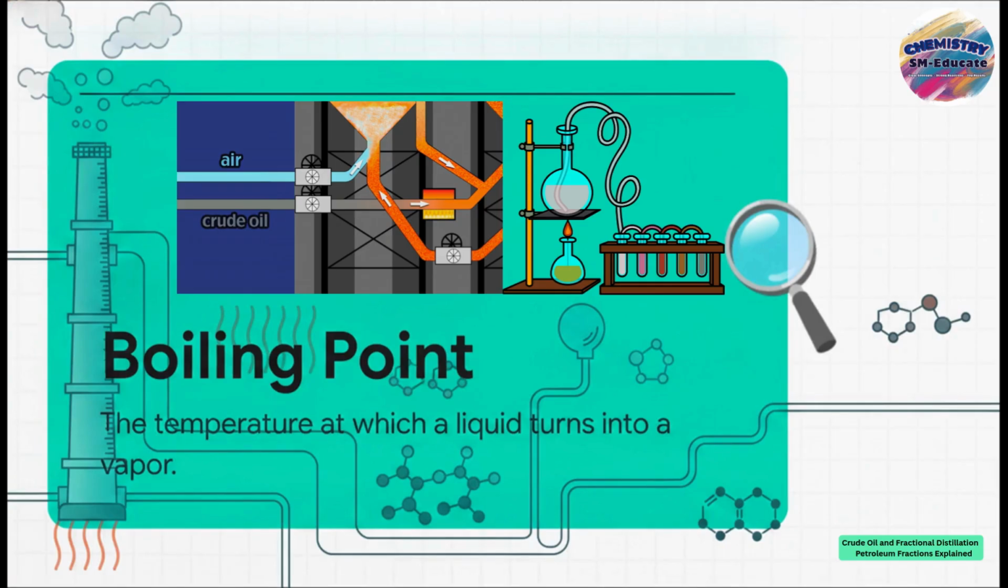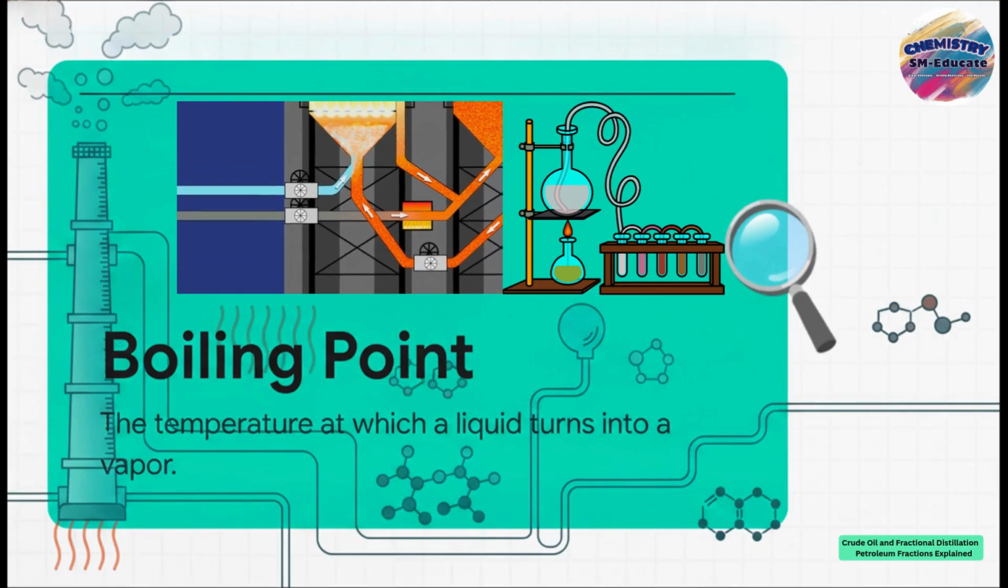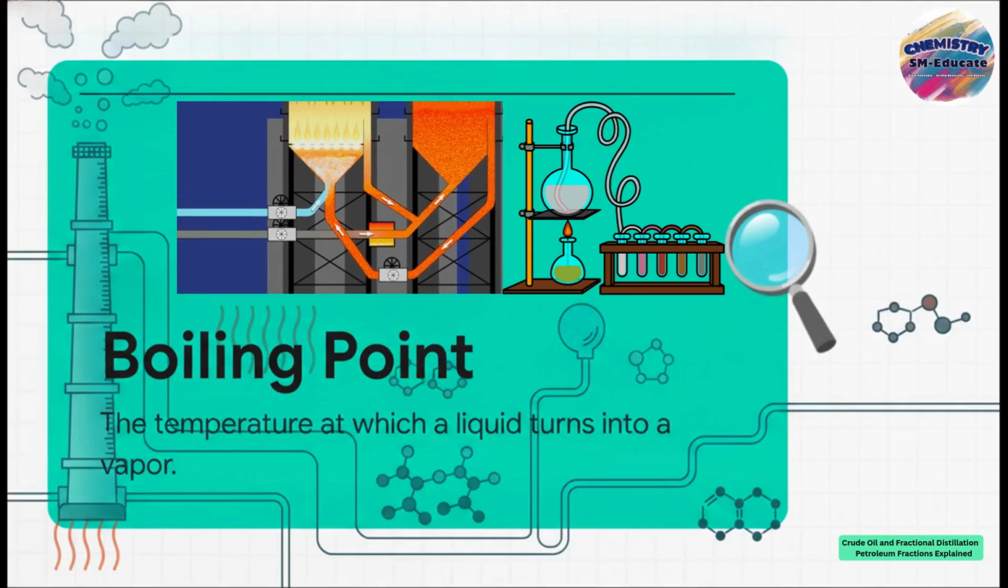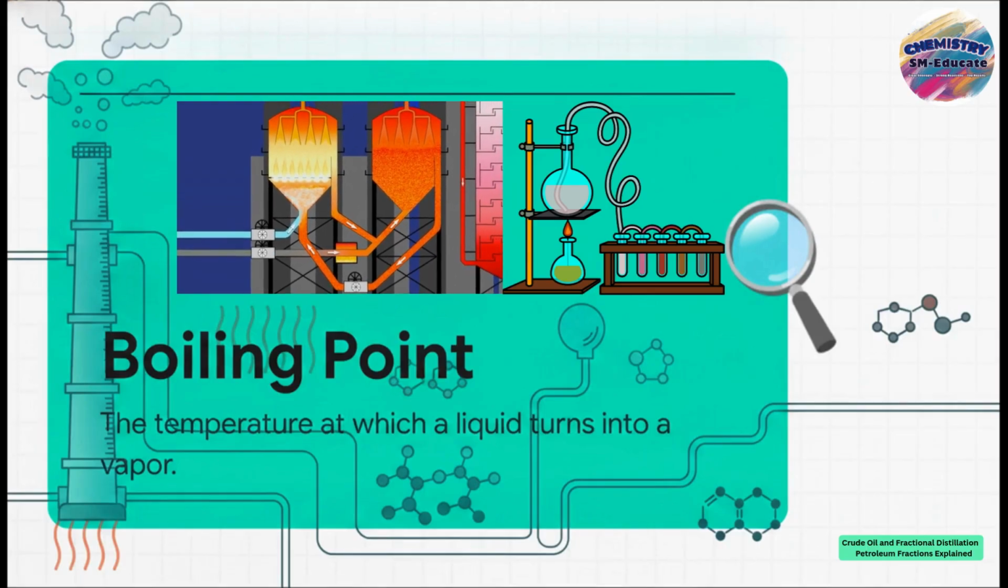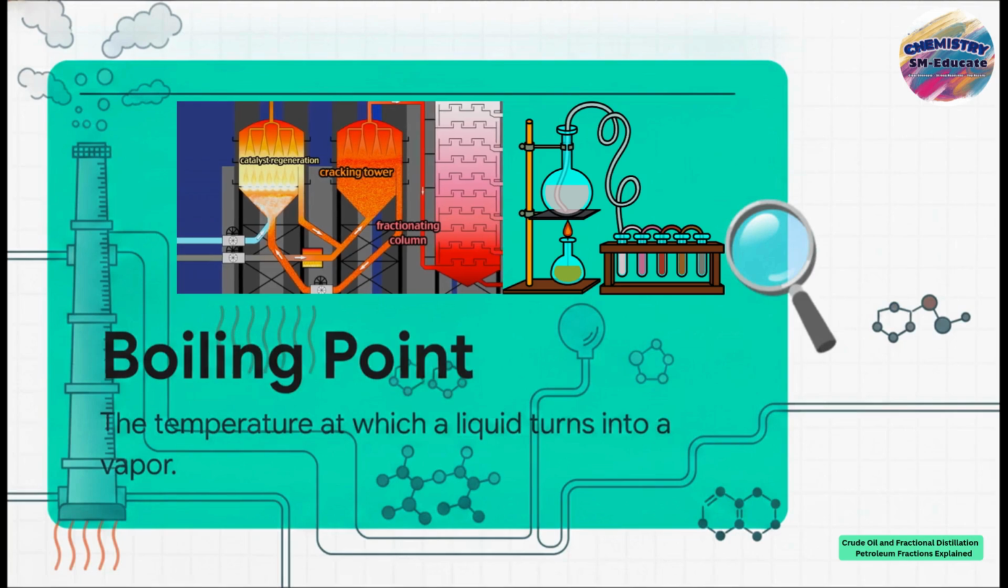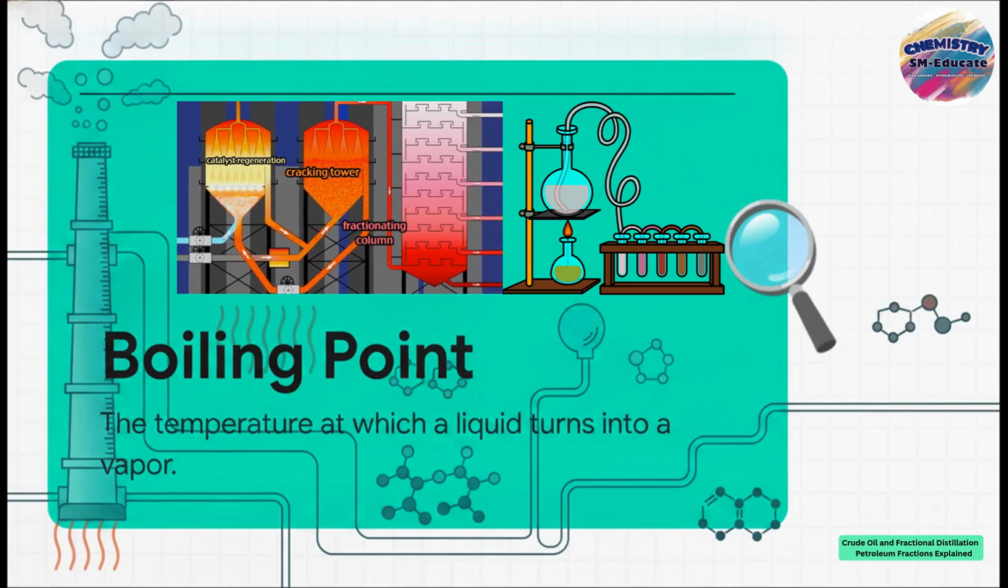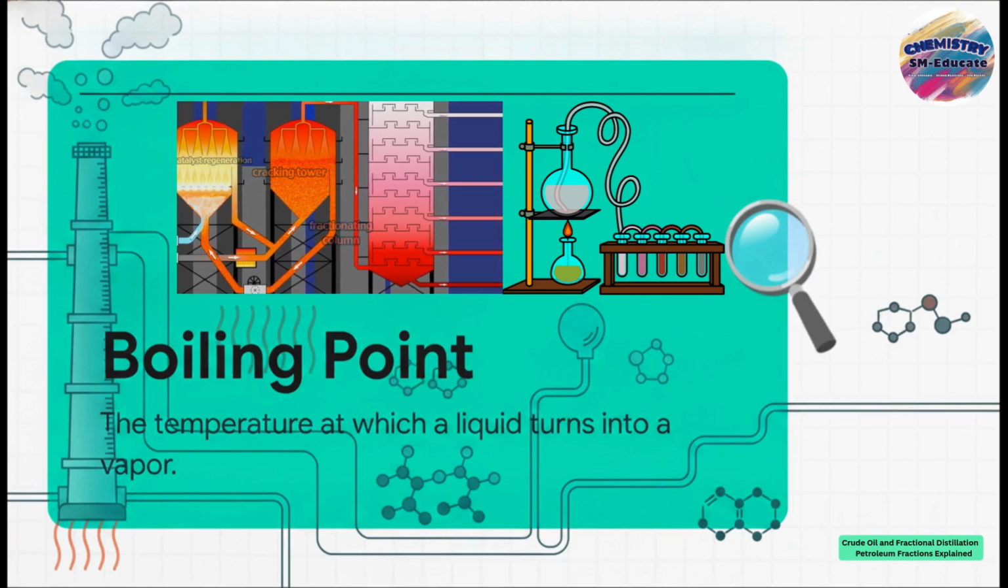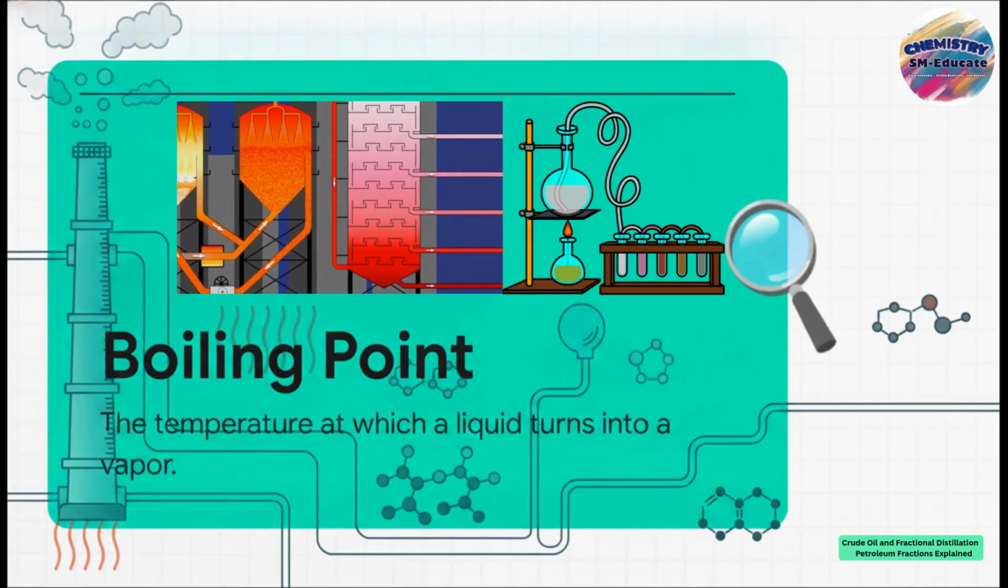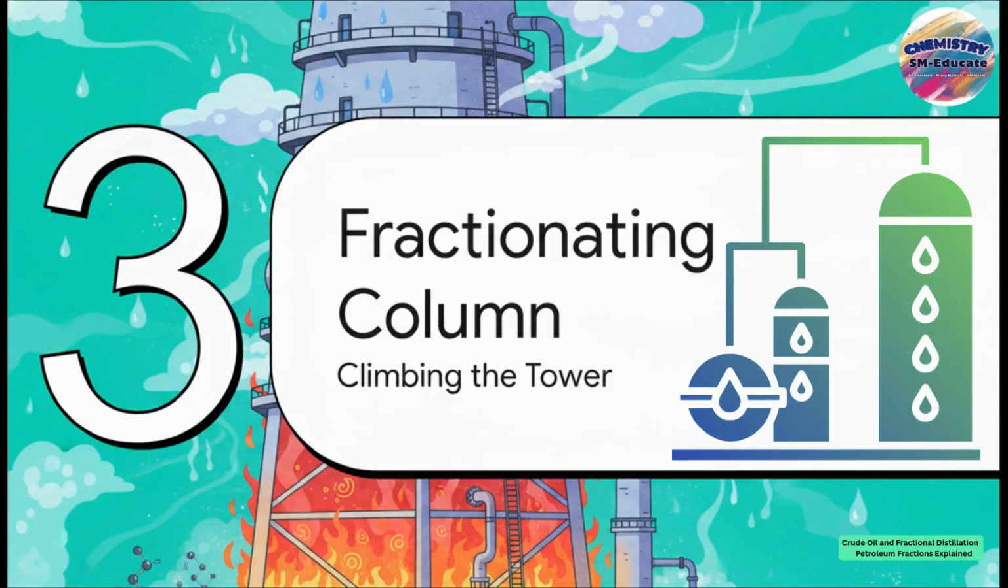Because crude oil is a massive mix of different sized molecules, they all have completely different boiling points. The tiny molecules, they boil at pretty low temperatures, but the huge, heavy, chunky molecules, they need incredibly high temperatures to boil. So by simply using heat, we can sort them all out. All right, let's visually scale this thing. Part 3. Climbing the fractionating column.